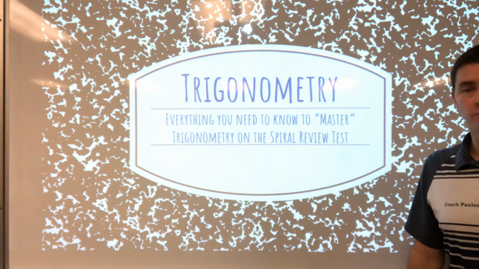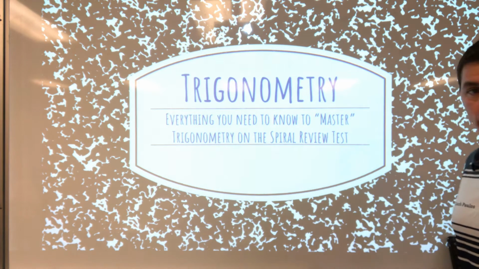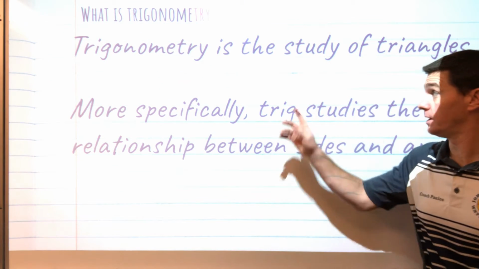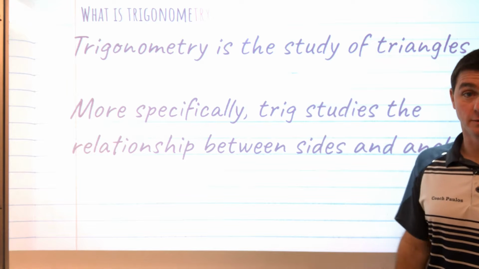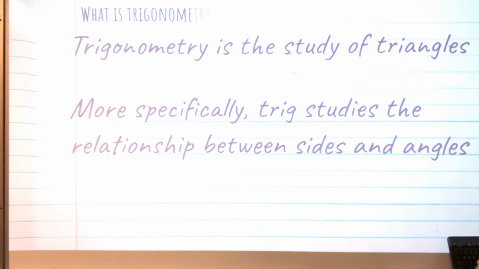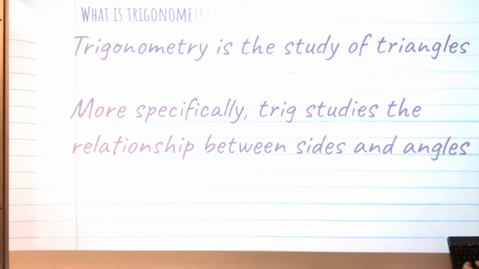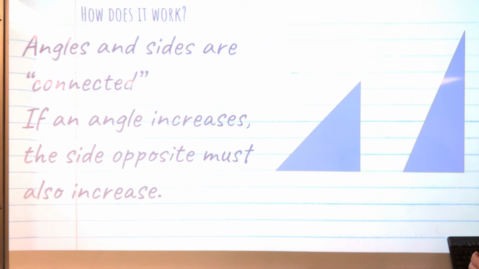All right, let's talk about trigonometry. Here's everything you need to know for the spiral review test. All right, first of all, what is trigonometry? Trigonometry is the study of triangles, but more specifically, trig is going to study the relationship between sides and angles of right triangles.